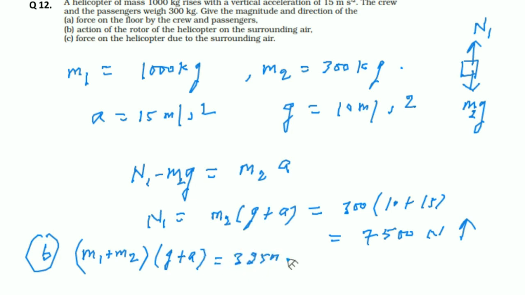So this will be 32500 Newton in the downward direction. And C is the force on the helicopter due to the surrounding air. According to Newton's third law of motion, for every action there is an equal and opposite reaction. So exactly the same force, 32500, will act in the upward direction, because the other was in the downward direction. Okay, thank you.